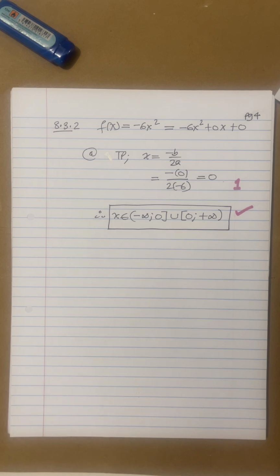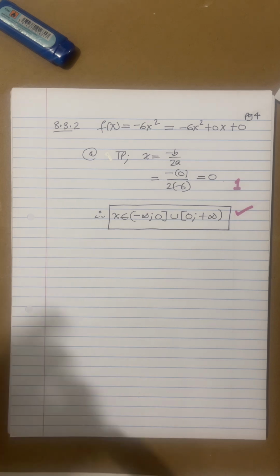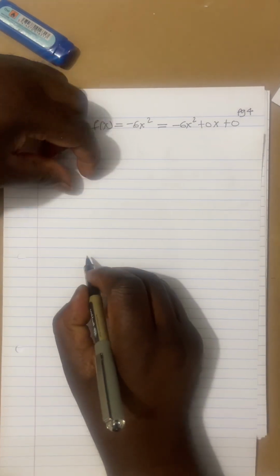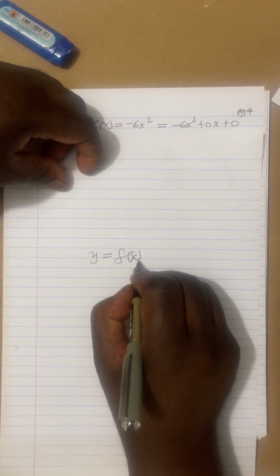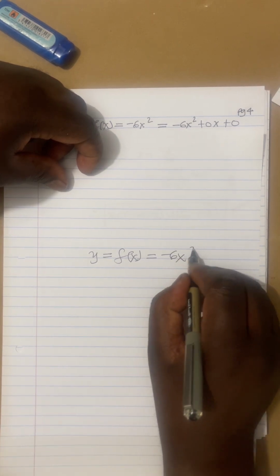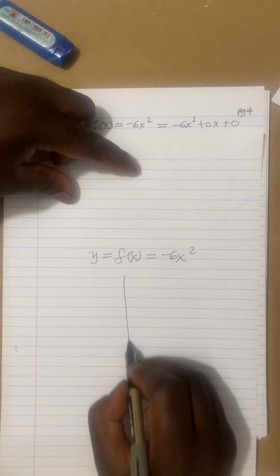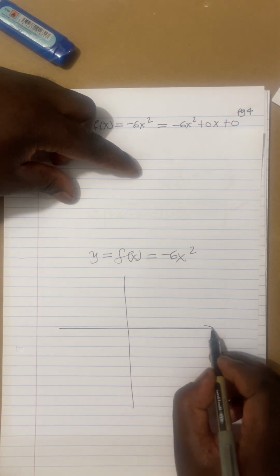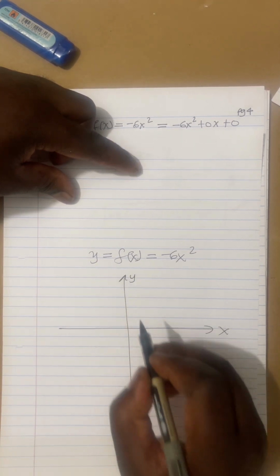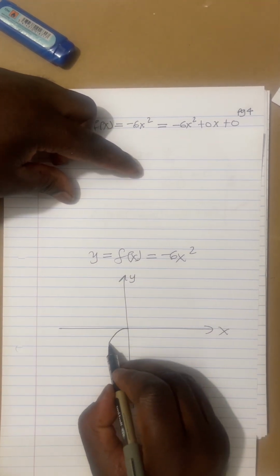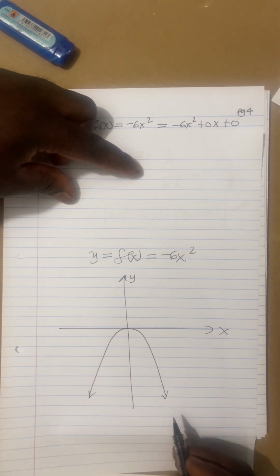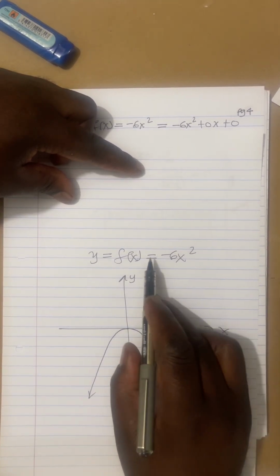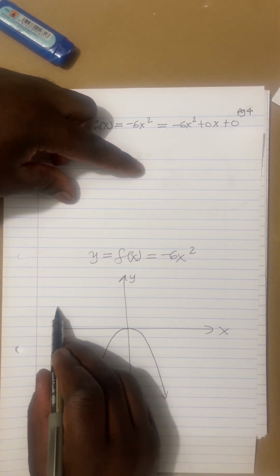So basically what I'm saying to you is the function y is equal to f of x, which is equal to minus 6x squared. This function, the sketch of it must be like this. You have x-axis there, y-axis there. The sketch must be concave down like so, if you remember your grade 11 work. And therefore the inverse of this will be that one there.